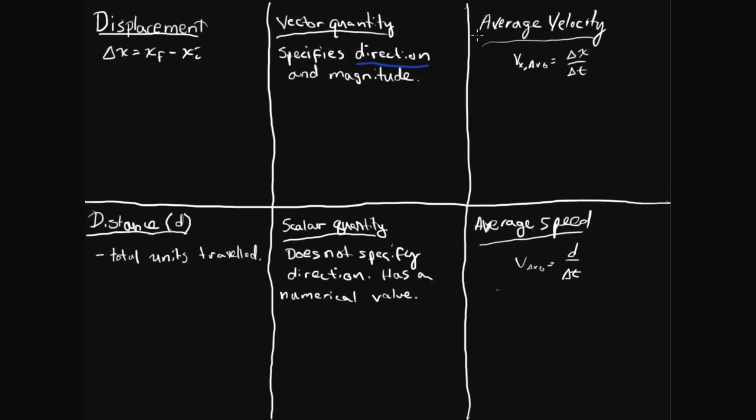So this here, average velocity and displacement, are going to be vector quantities, whereas distance and average speed will be scalar quantities, quantities that have a magnitude like a numerical value, but they don't specify a direction. So we're going to go more into that, and you'll understand in a second what I'm talking about.